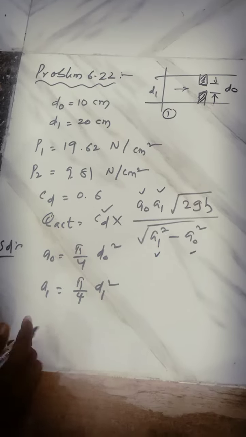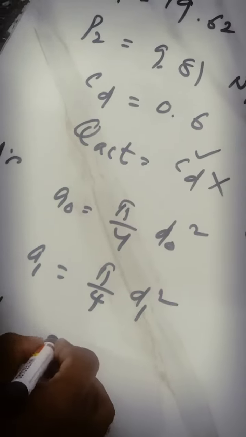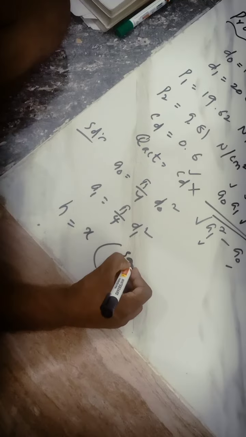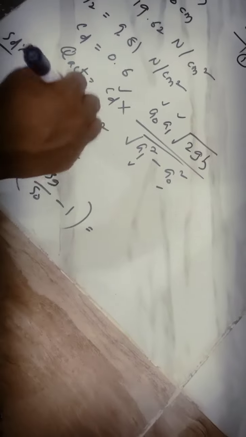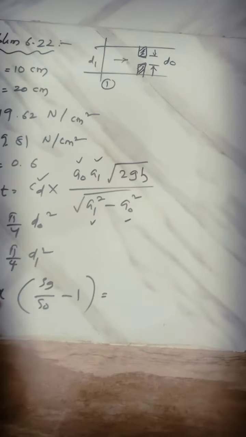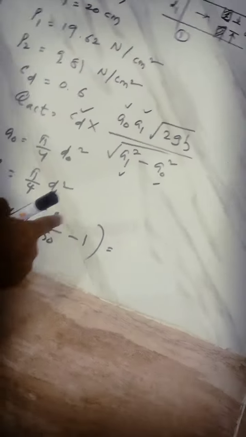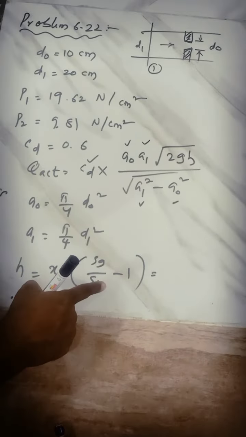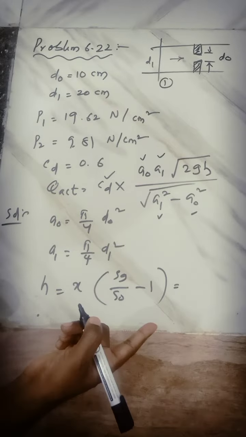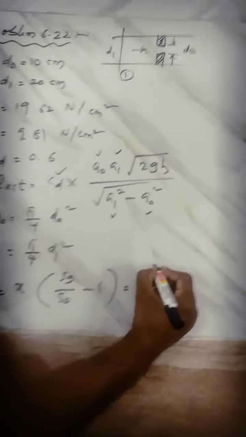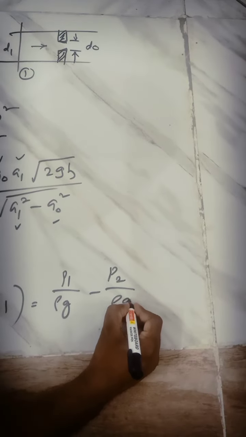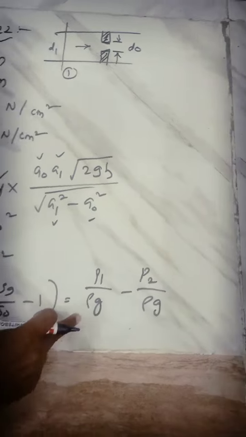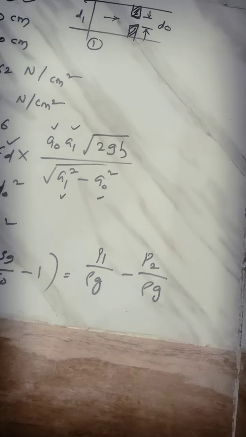Let me write the H value here. As you know, H is equal to our equation x into Sg by S0 minus 1, but we don't know the H value, that is the reading of the manometer. We don't know the specific gravity of mercury, which is constant, or the specific gravity of oil. So to find the H value, we have an equation, the difference of pressure heads, P1 by rho g minus P2 by rho g. So P1, P2 are given, rho is the density of water, g is gravity. So by using this equation, we can find the H value.